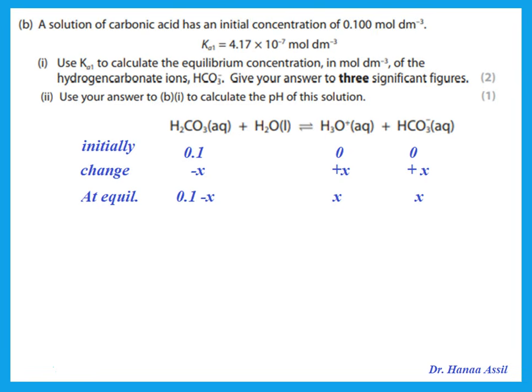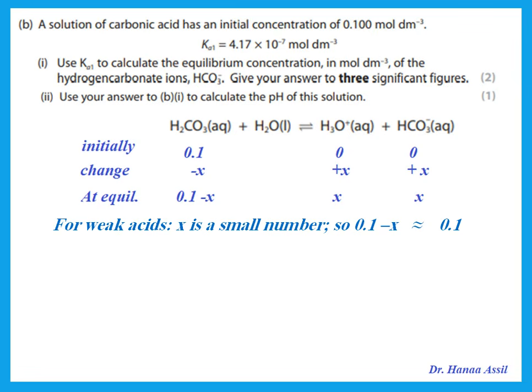He said that we're starting with an initial concentration of 0.1. So the carbonic acid is 0.1, the others are 0. When we react, part of the carbonic acid dissociates to give H3O plus and HCO3 minus. At equilibrium, we have the rest of what has remained of the carbonic acid, so that is 0.1 minus X, to give X of each of the products.